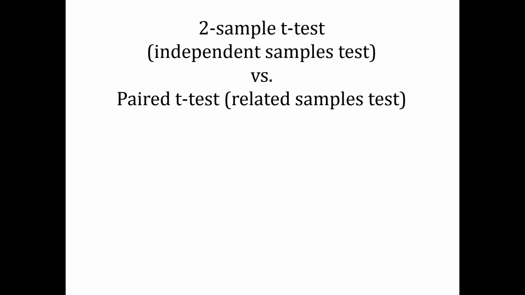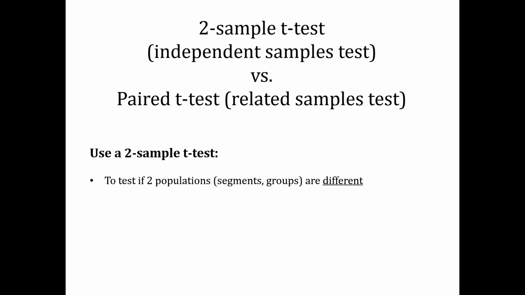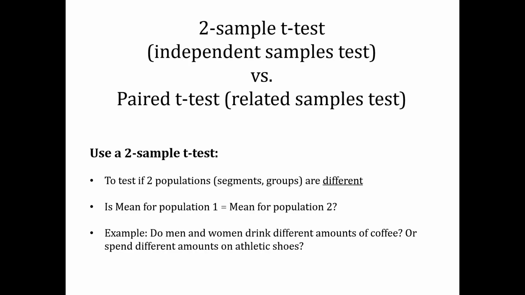There are two types of tests you need to learn about. The first is a two-sample t-test, also known as an independent samples t-test, which is used to test if two populations or groups or segments are different from each other on some variable. The question we are asking is: is the mean for population 1 equal to the mean for population 2? Some examples of this might be if we ask whether men and women drink different amounts of coffee or spend different amounts on athletic shoes.